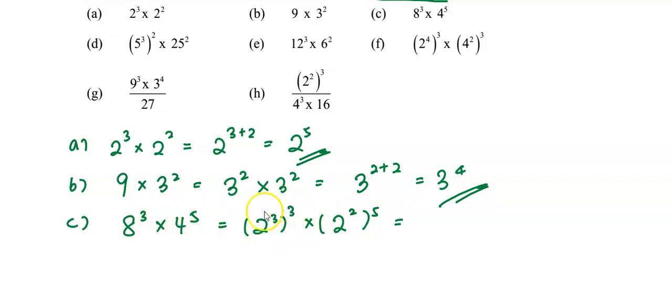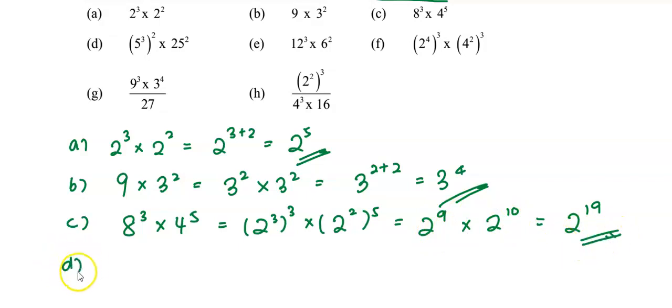After that, we are going to simplify this by multiplying 3 by 3. We get 2 power of 9, multiplied by 2 power of 10, since 2 multiplied by 5 is 10. Then lastly, we'll have 2 power of 19. How do I get 19? Because I add up the 9 and 10, since both index numbers have the same base.